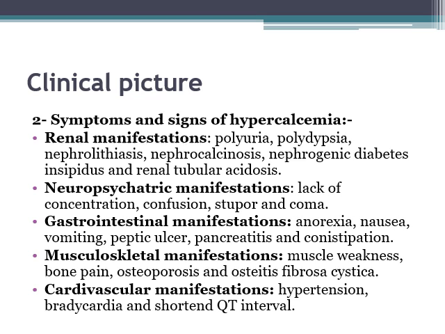For musculoskeletal manifestations, there may be muscle weakness, bone pain, and very important osteoporosis, and what's called osteitis fibrosa cystica, which is pathognomonic for primary hyperparathyroidism. Cardiovascular manifestations like hypertension, bradycardia, and shortened QT interval.